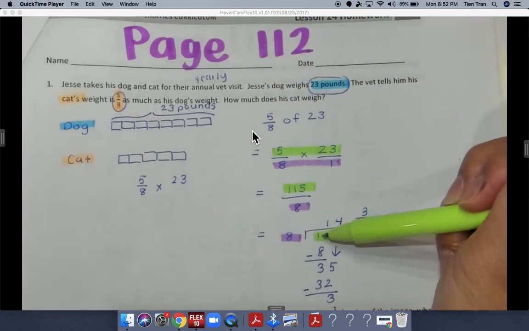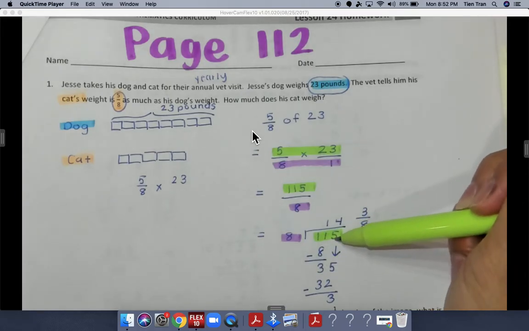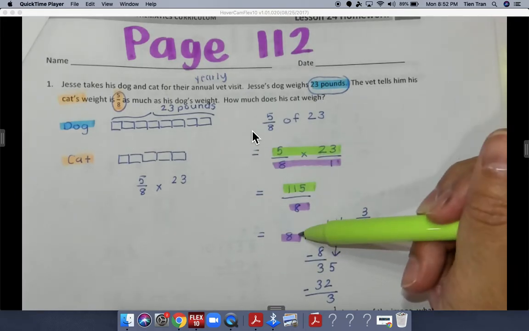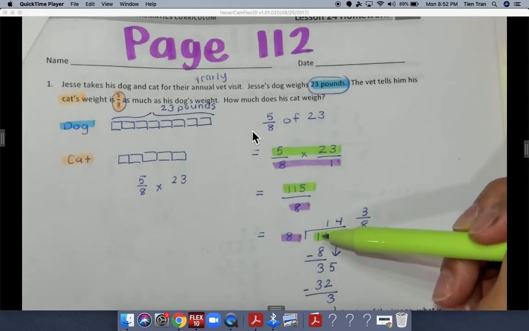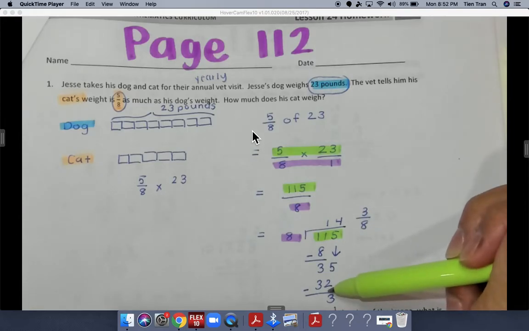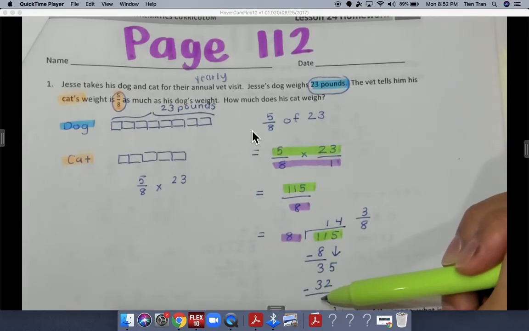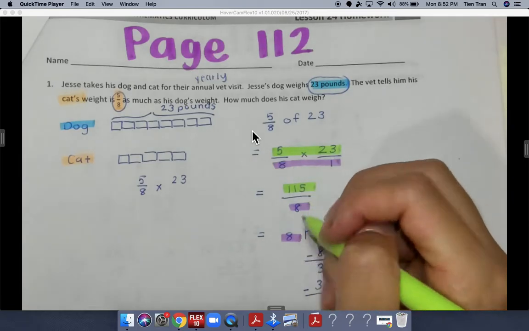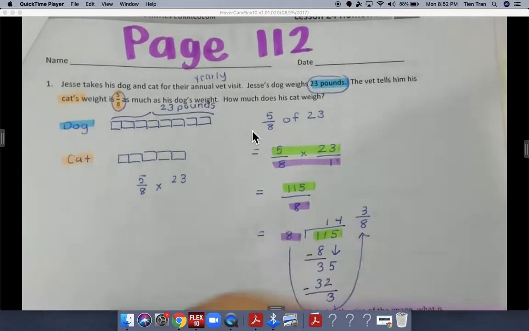8 can go into 11 one time. 11 minus 8 is equal to 3. Carry down your 5. 8 can go into 35 4 times. I'm writing down 8 times 4 is 32. 5 minus 2 is 3. 3 minus 3 is 0. So my remainder is 3, and my denominator is equal to 8.